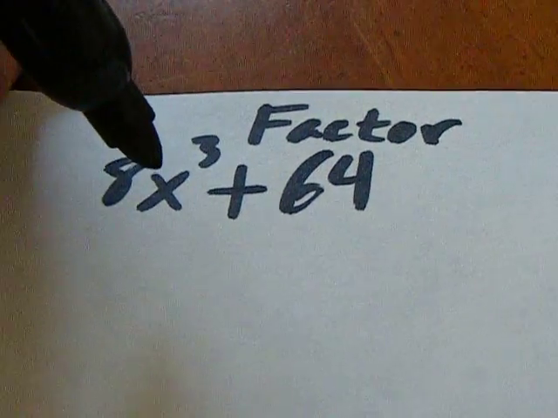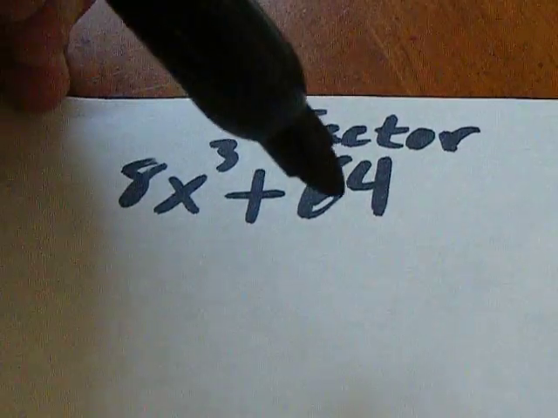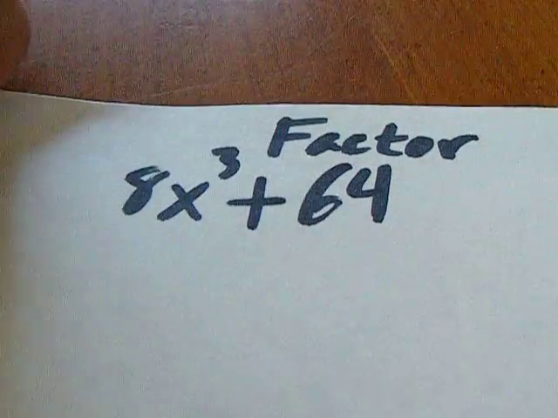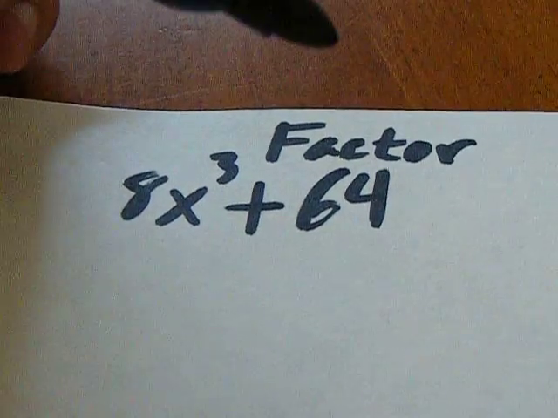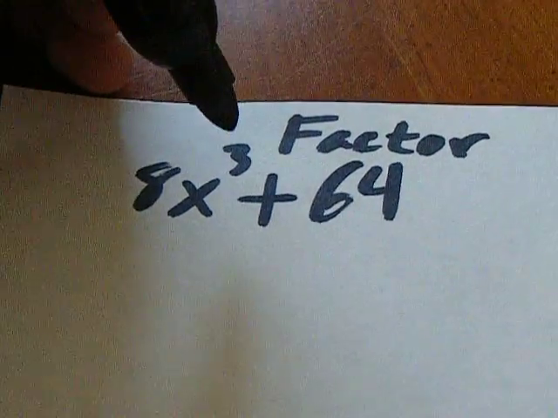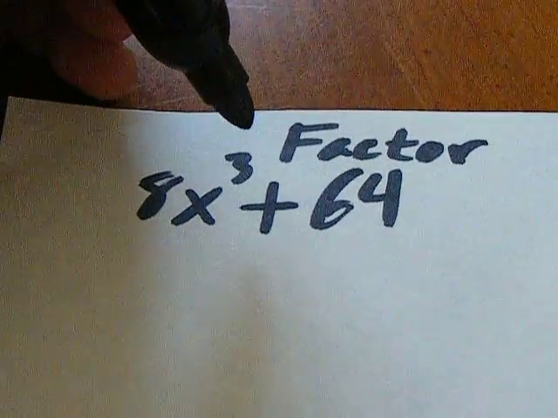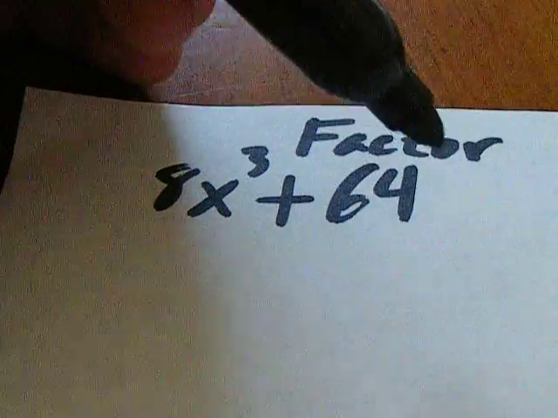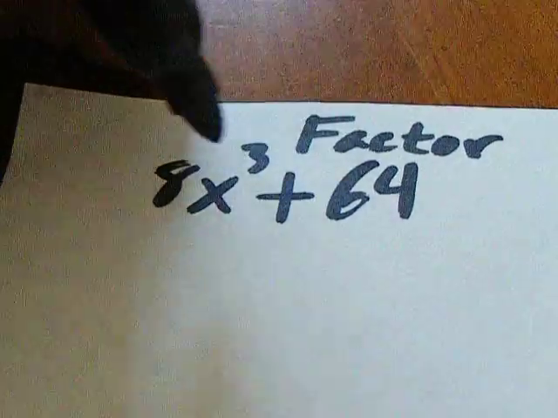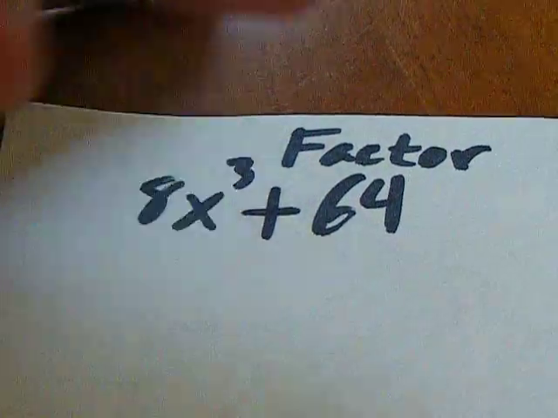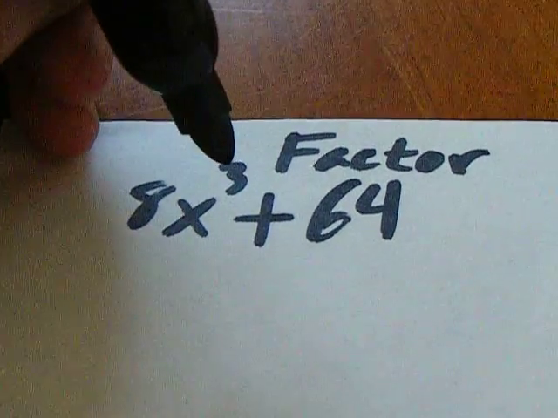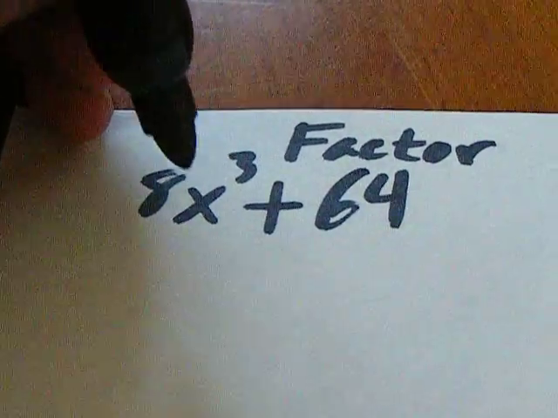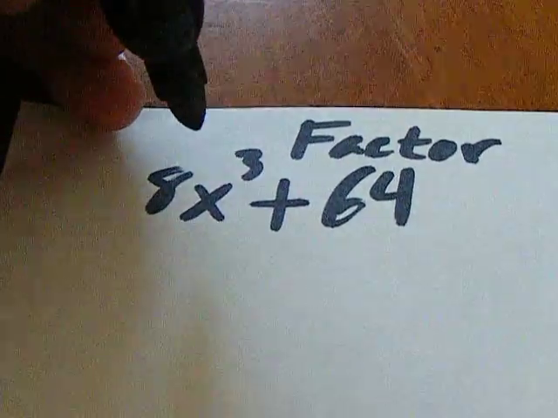Okay, we're going to factor this binomial here, and the key to being able to successfully factor this is to recognize that it's a sum of cubes. But first, let's not get ahead of ourselves. Whenever we're factoring, we should always try to take out a GCF, greatest common factor.